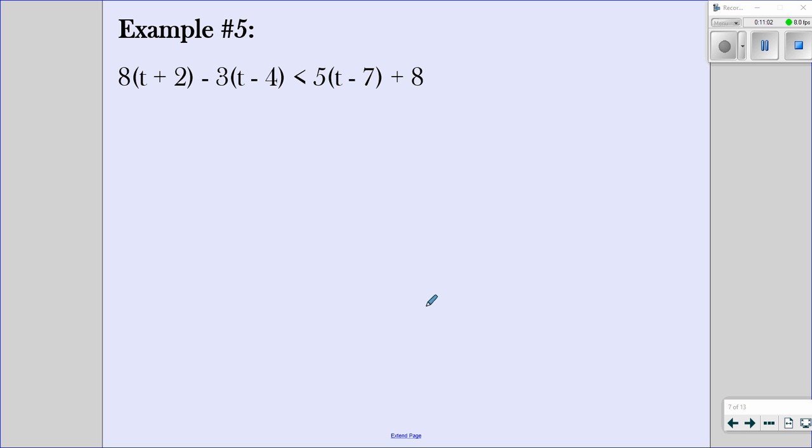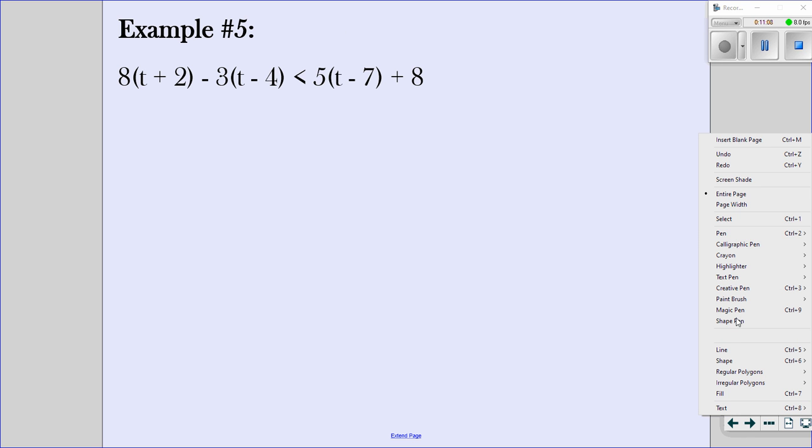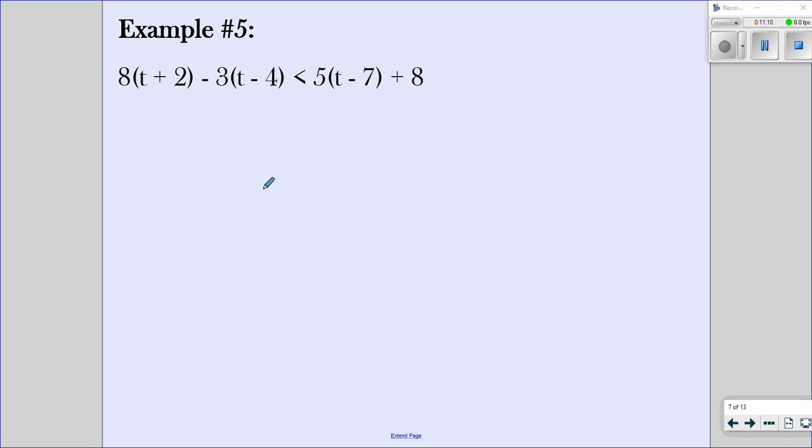Do one more. Again, this has double distribution on one side and then the other side, so we have a whole thing going on here. So I'm going to rewrite that.